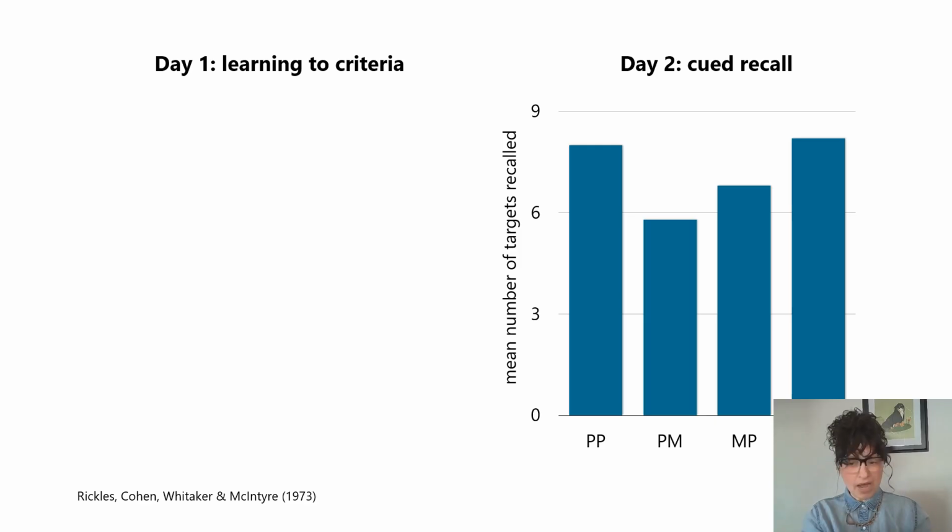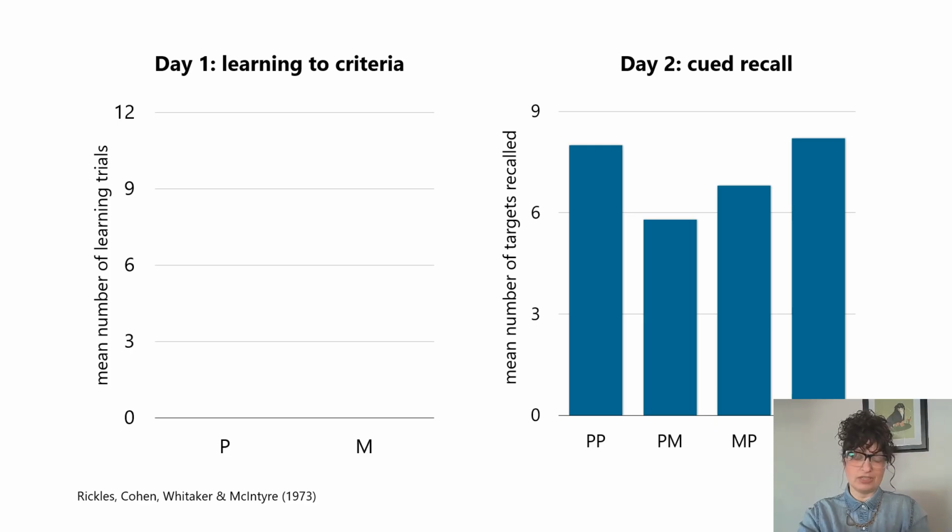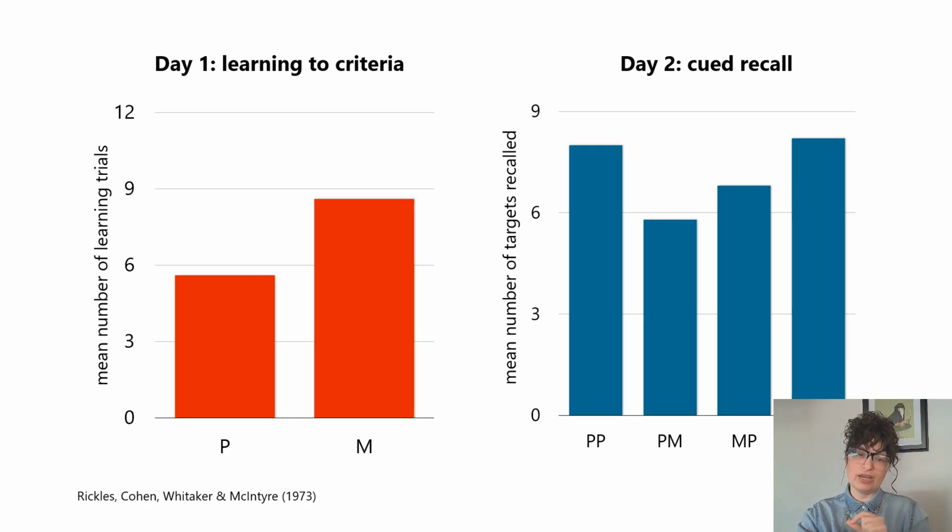Now, you might suspect that this means you should come to class stoned and then write tests stoned, but please don't do that, because here's what you really need to pay attention to, which is the day 1 learning to criteria. How many learning trials did it take people to get to criteria? For placebo, it was less than six learning trials. For marijuana smokers, it took them a lot longer.